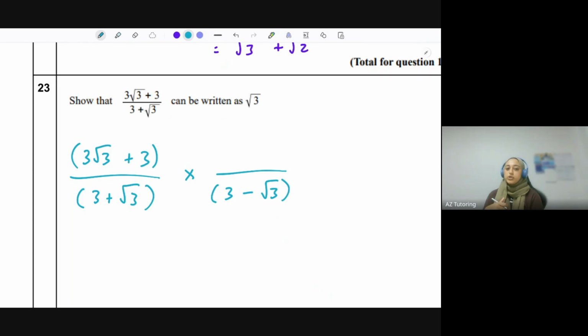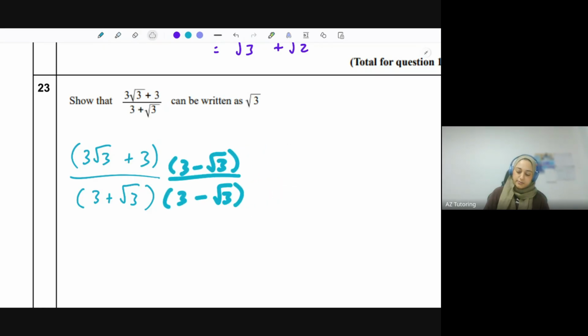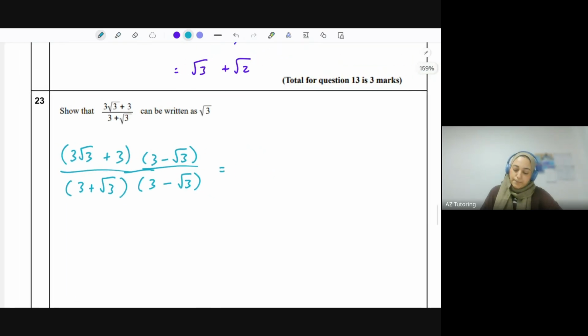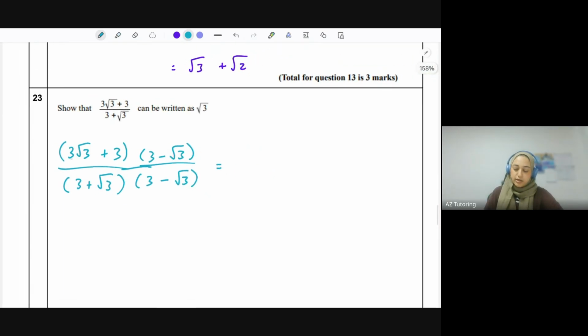And remember, whatever you do to the bottom, you have to do to the top. So I'm also timesing the top by the same. And you'll see why we do this. The surds are going to cancel out. So remember, you take whatever's on the bottom, you just change the sign. Now, if I'm timesing them together, I can just put them together like this. I'm just timesing two brackets together in a fraction like that, right? So we're doing FOIL. I'll do this a little bit fast just because of time.